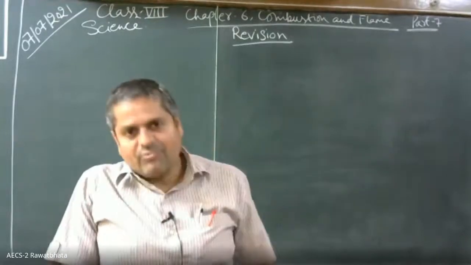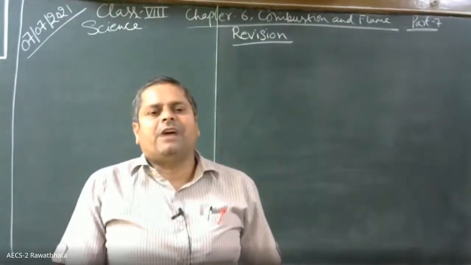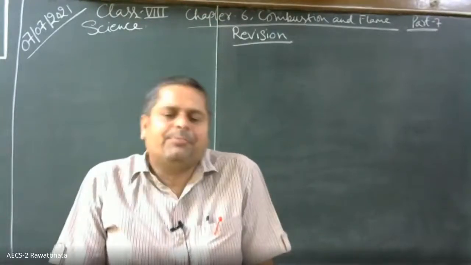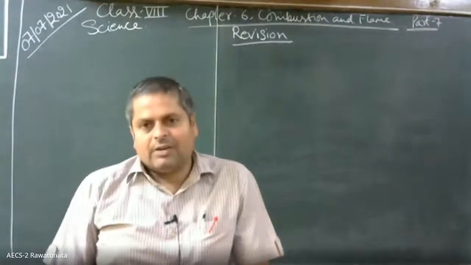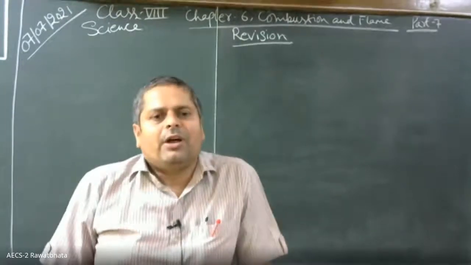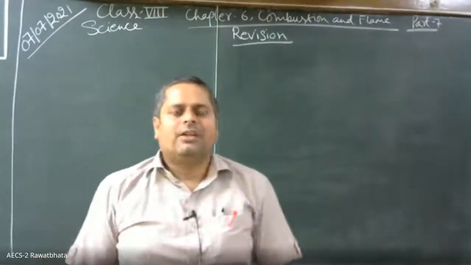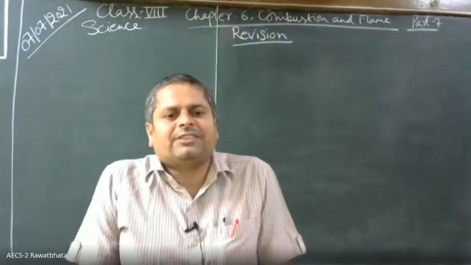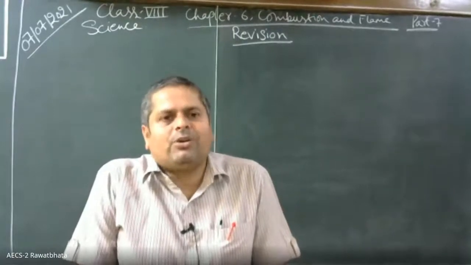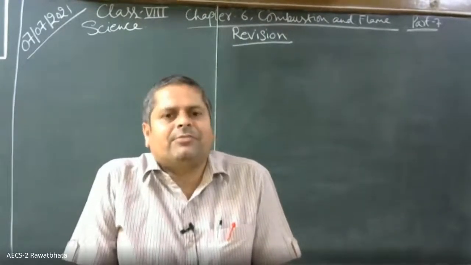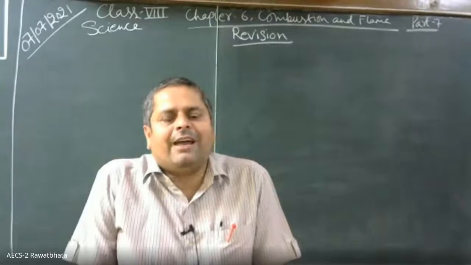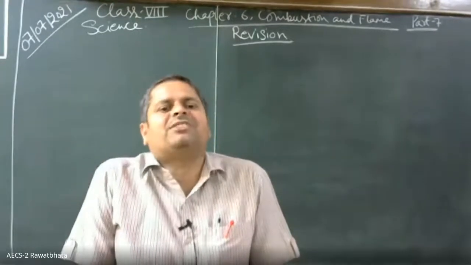Today, children, we are going to start the revision of the chapter Combustion and Flame. Let me recapitulate whatever we have learned so far in the chapter. Combustion is the chemical reaction of a substance with oxygen to give out heat and light. The substance that reacts with oxygen to give heat and light is called a fuel or a combustible substance.